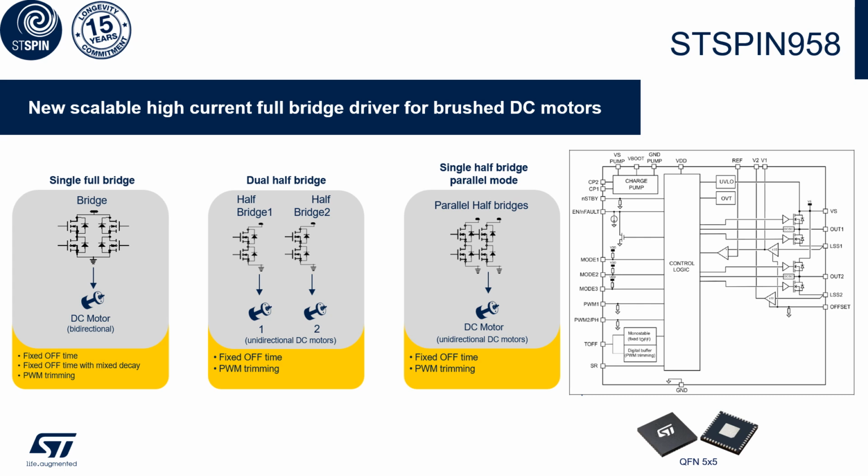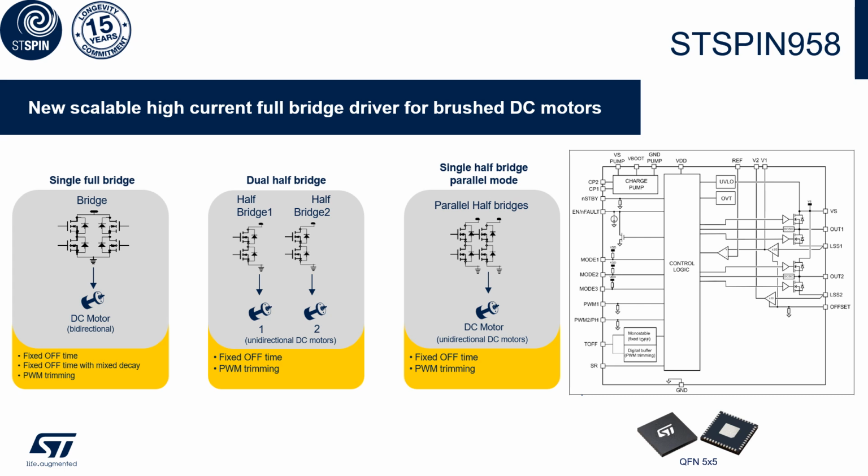So here we see the ST-SPIN 958, and below we see the block diagram. It looks quite familiar to the 948, and from the features it's totally equal to its bigger brother. The only difference is that we just have 2 half bridges embedded, and it comes in a smaller package, a 5x5mm QFN package.